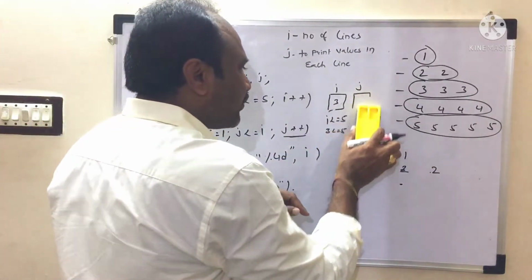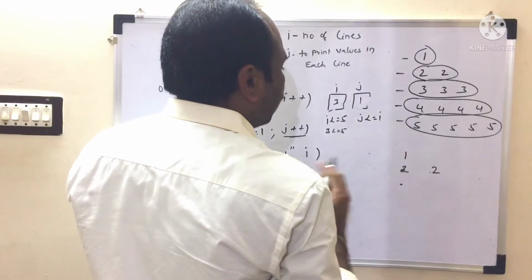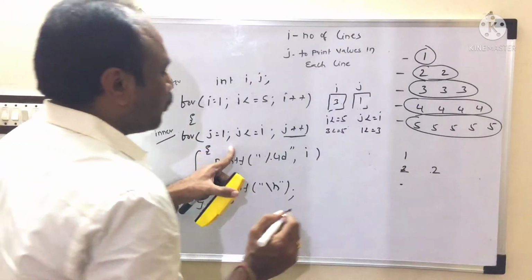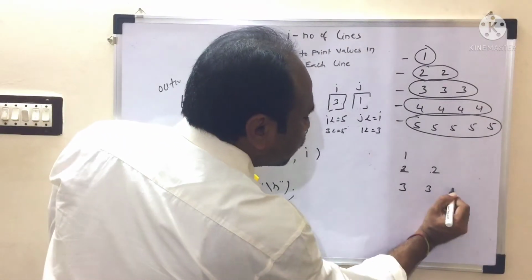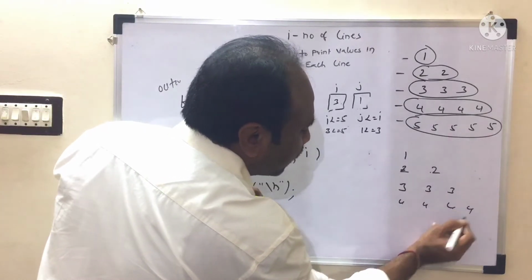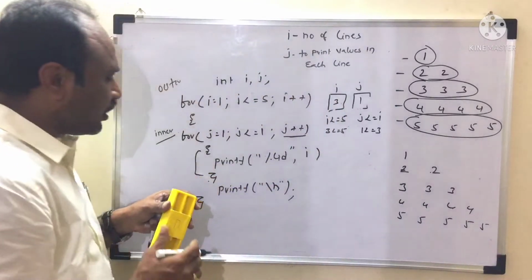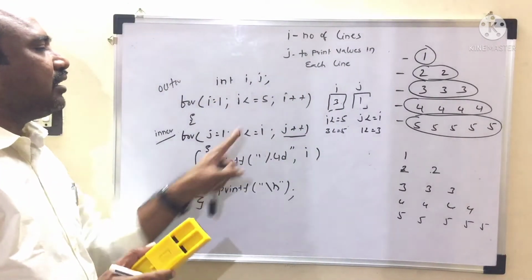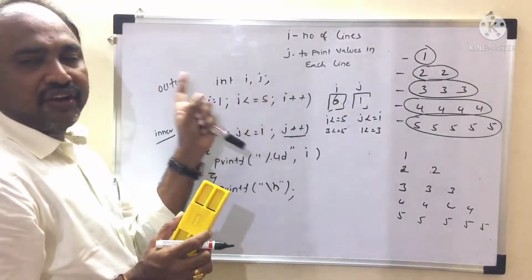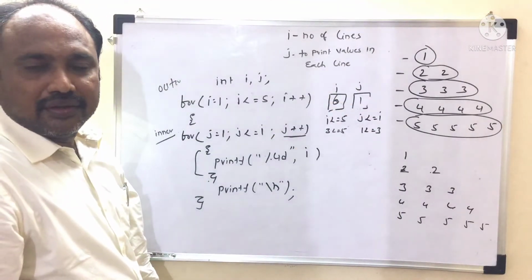Again the j value is 1. j <= i: the j value 1 <= 3, the condition is true. So 1, 2, 3, how many values? 3 values are printed. Again \n. In the 4th line, 4 values are printed. In the 5th line, 5 values are printed. After printing all those values, again i++ means the i value becomes 6. 6 <= 5 is false, so come out. Like that, it will print all the values.